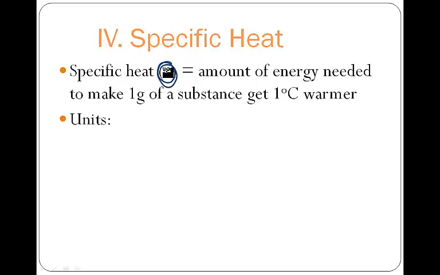Now your textbook actually uses the letter S for specific heat. You probably won't see that in any other chemistry course that you take later, and personally I prefer C, so that's what we're going to be using. Don't confuse C with calories though, because the units for specific heat are going to be more complex. Because it's the amount of energy, remember energy can either be calories or joules, needed to make 1 gram get 1 degree Celsius warmer, your units are going to be calories per gram times degrees Celsius, or joules per gram degrees Celsius. So either of those two units will work as your specific heat.